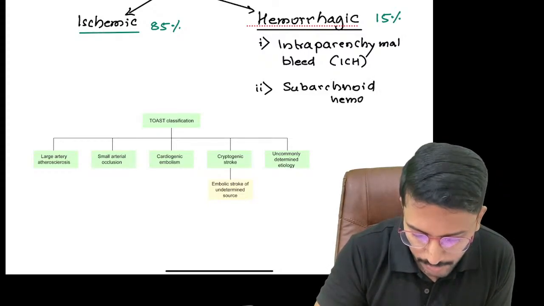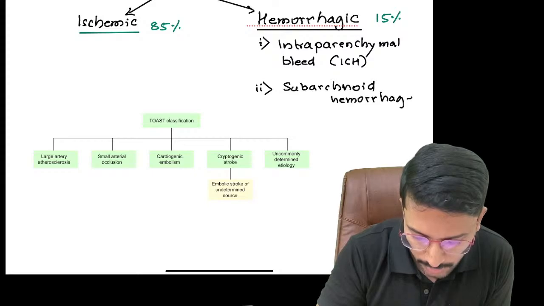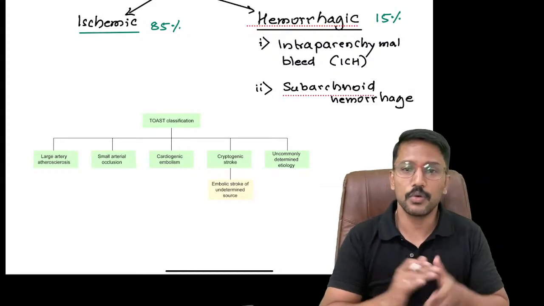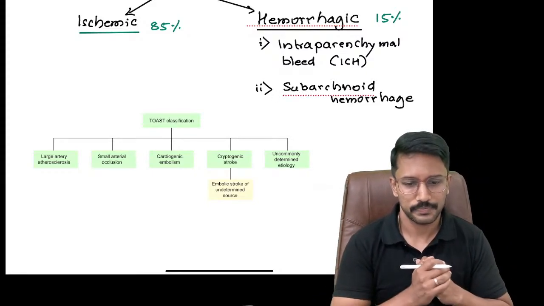Okay. Now, why am I not listing the epidural hemorrhage and subdural hemorrhage under hemorrhagic stroke?